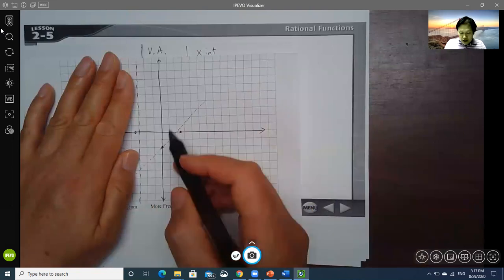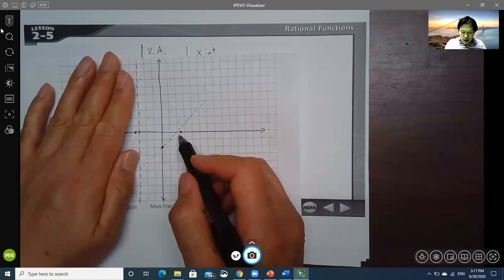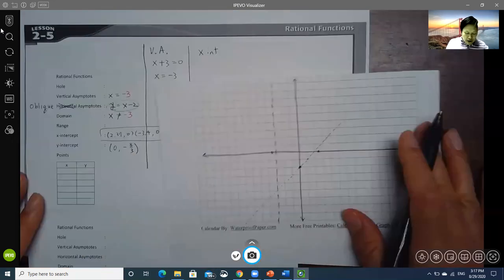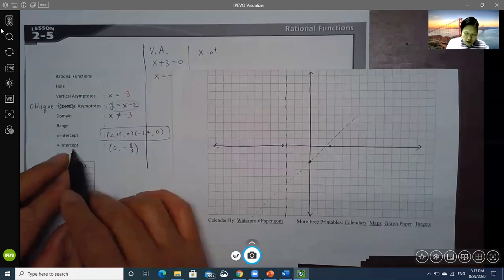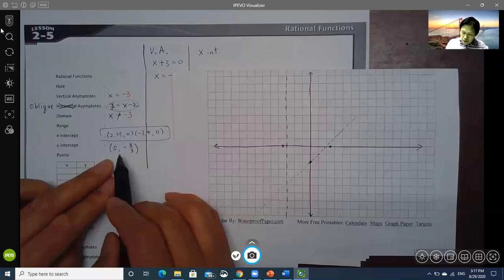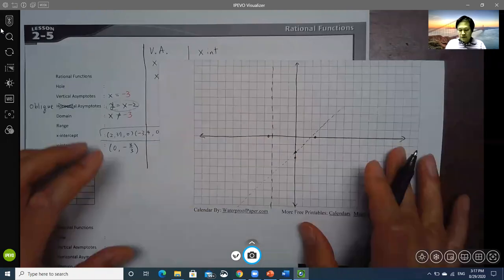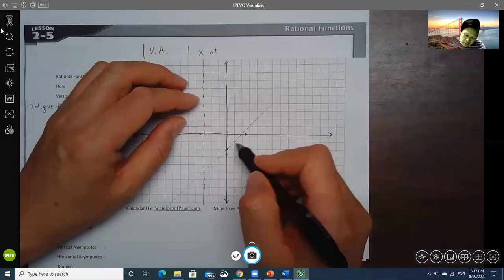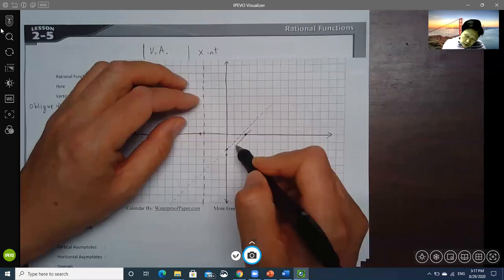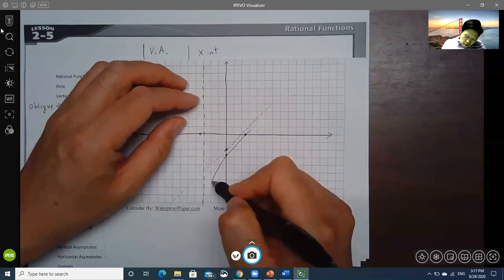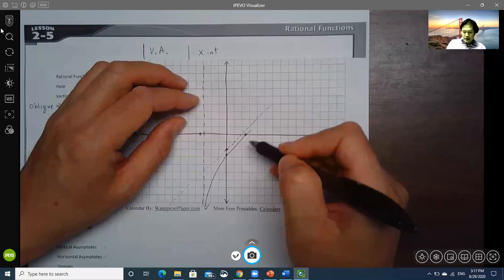Of course, you can get more points by plugging in. Well, we have a y-intercept. That's good: 0, minus 2 point something. So you know we have one more point here. That's very good. So you will have points on the bottom, and your graph would look something like this.